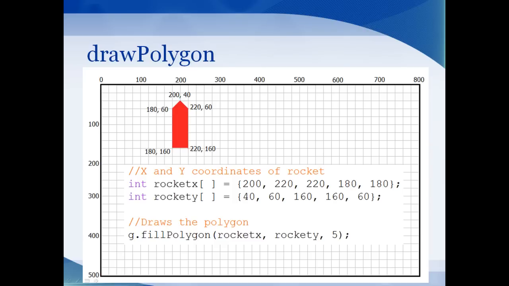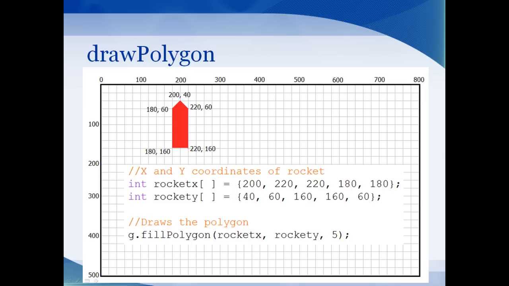Now the draw and fill polygons are probably the most time consuming. Polygons take three lines of code. So the first line of code sets up all the X coordinates for each point. And the second line of code sets up all the Y coordinates. And the last line is what actually draws the shape.